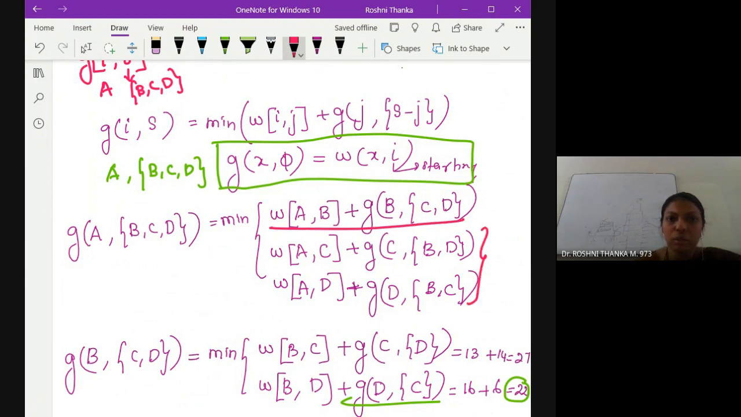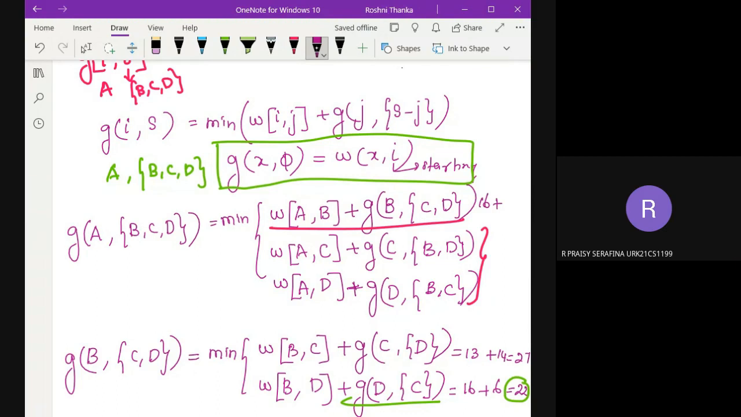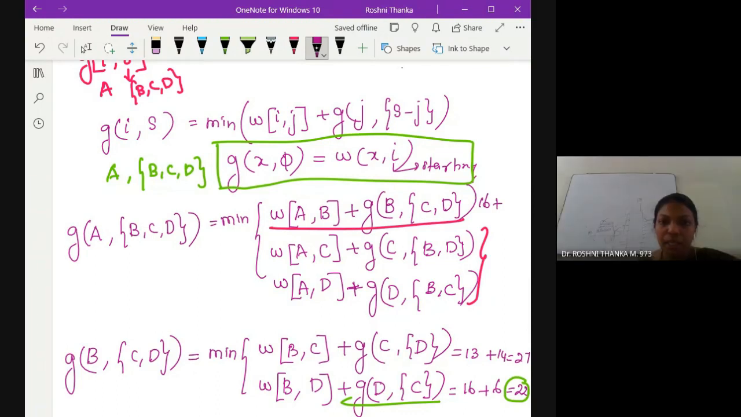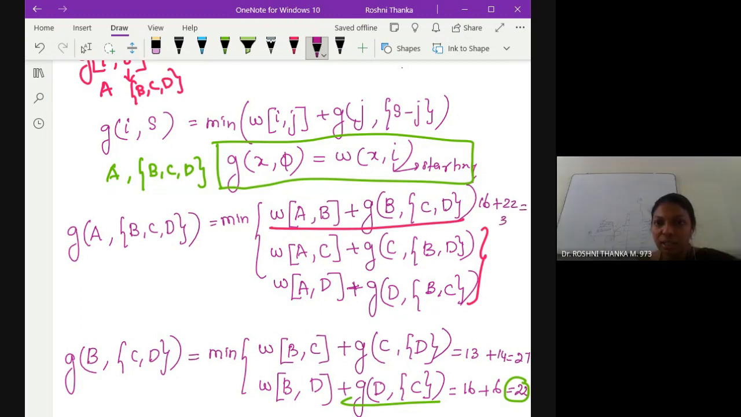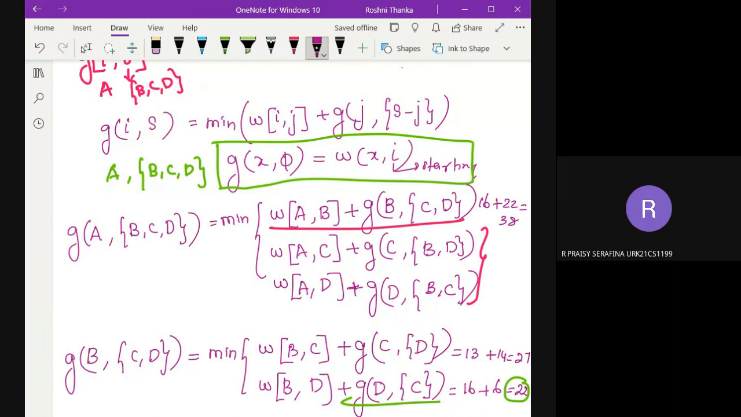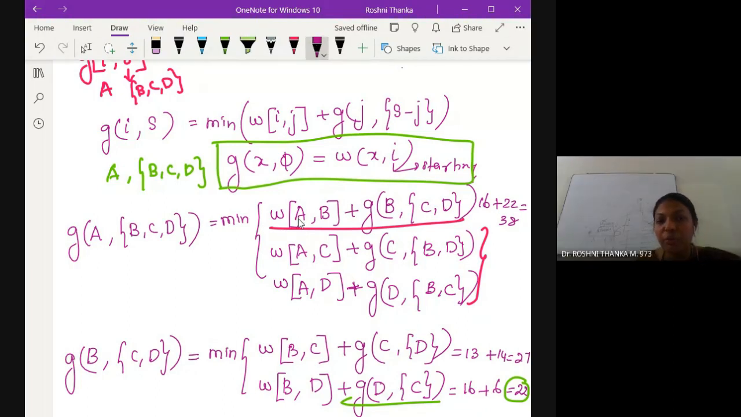Okay, so for A to B, what is the cost of moving from A to B? A to B is 16. 16 plus what is G of B comma C comma D? 22. So what is the answer? 38. Yeah, 38. So for this path we now found the cost. Similarly, we have to find it for this, and then we have to find it for this.